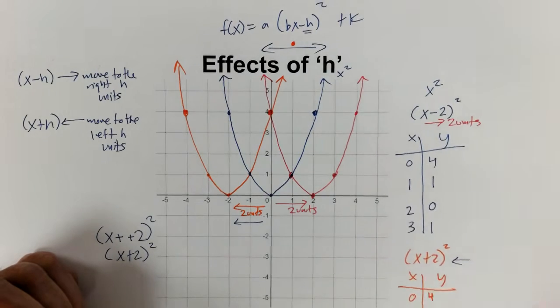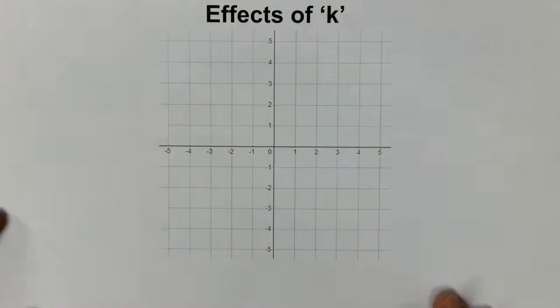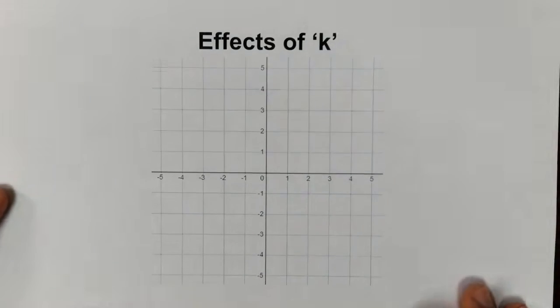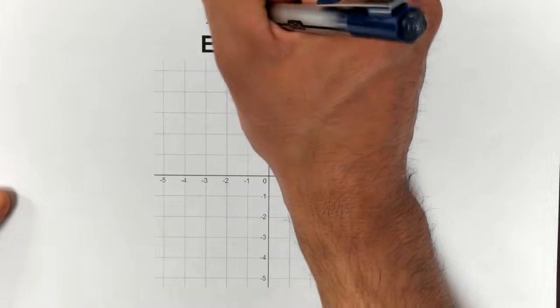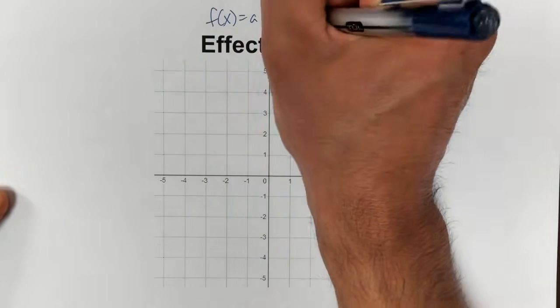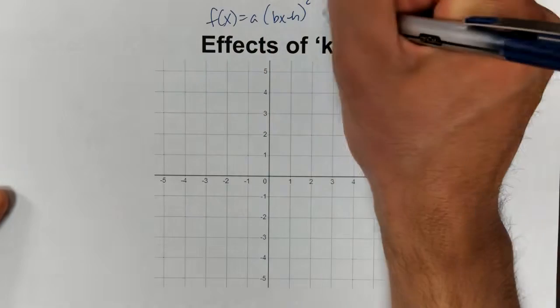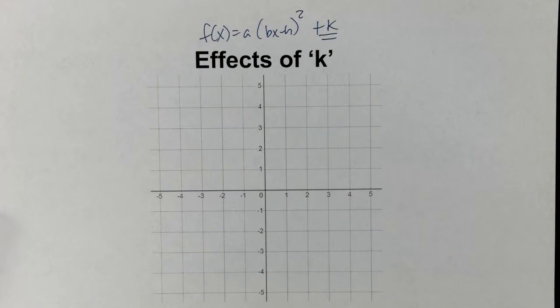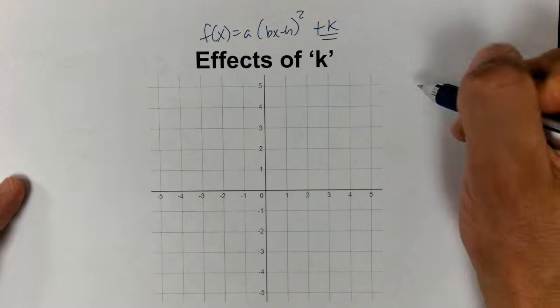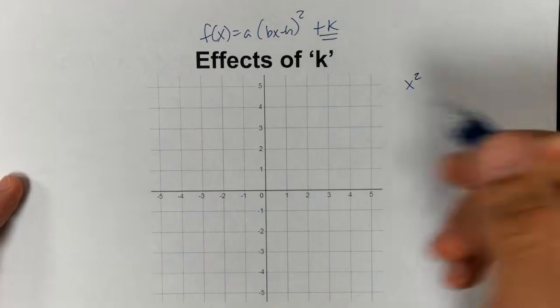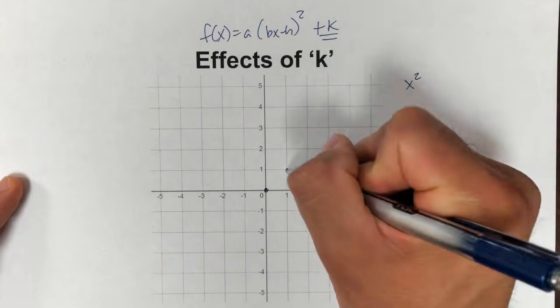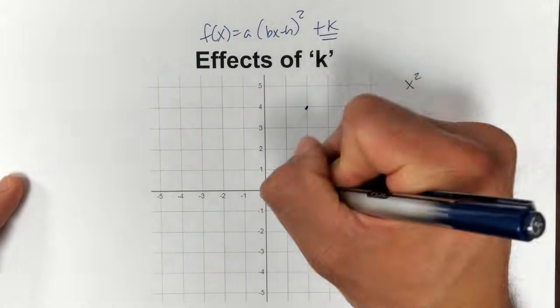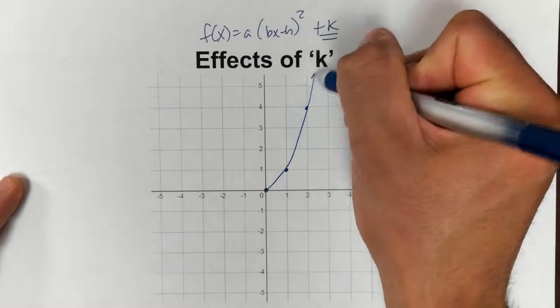And lastly, let's talk about k. K is our last change, right? So here we're dealing with f of x equals a times (x minus h) plus k. K will always be at the very, very back end of our function. Okay? So let's talk about the effects. This graph is x squared, as usual. Start with 0, 0, 1, 1, 2, 4. The parent function is here.